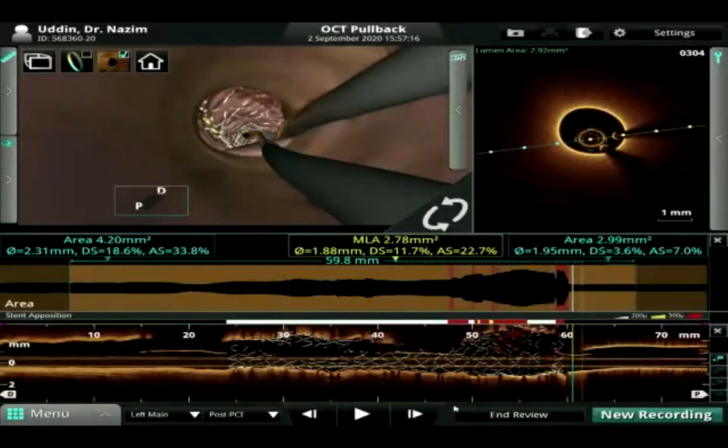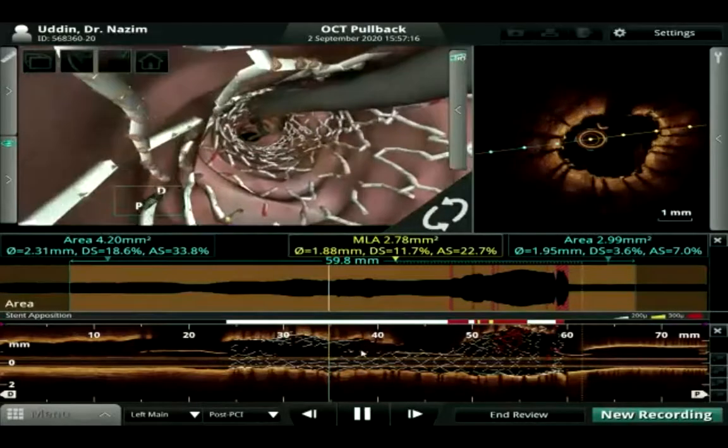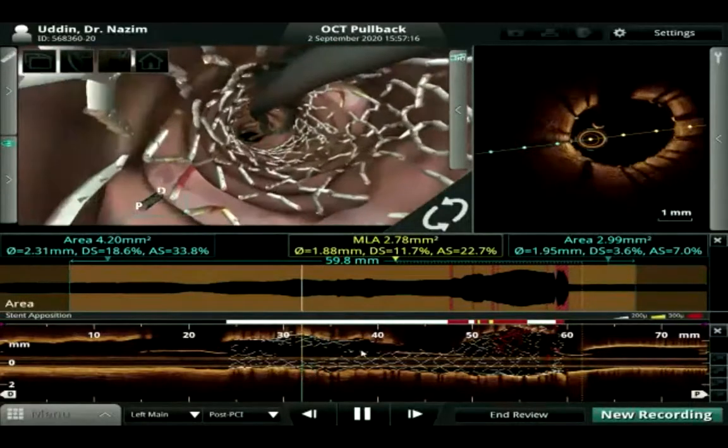Looks fine. So that's about it, right? This is a fly-through image. We can identify the two wires there, right? One wire goes down now, so already past the branch. Looks very fine. So now we'll conclude by taking a final angio view.